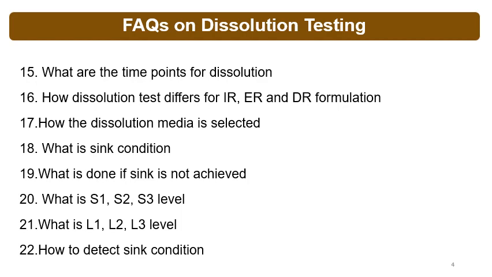For DR formulation, acid resistance testing is done in 0.1 normal HCl for 1 hour or for 2 hours, and after that, as per the method A and method B, the dissolution is run for 1 hour. So these are the generalized differences between IR, ER and DR formulation dissolution.